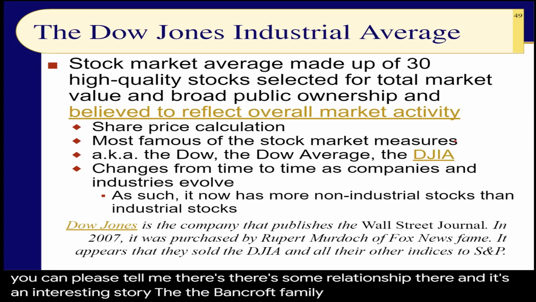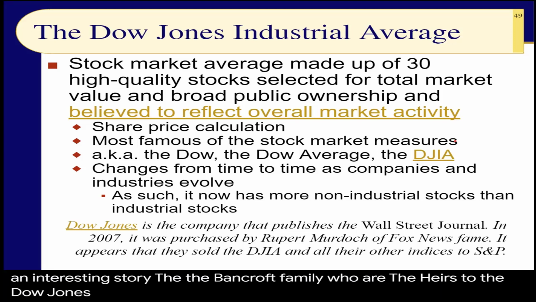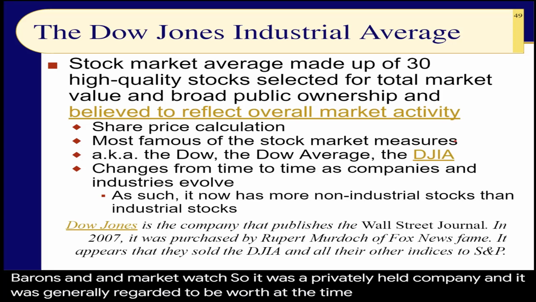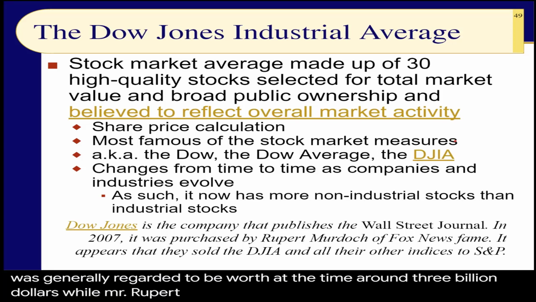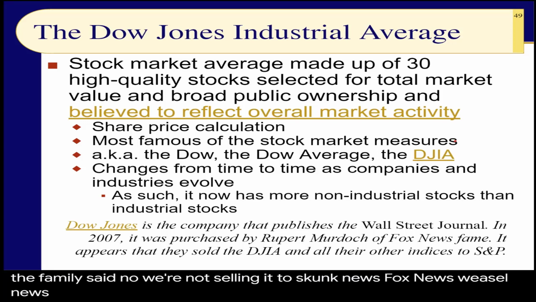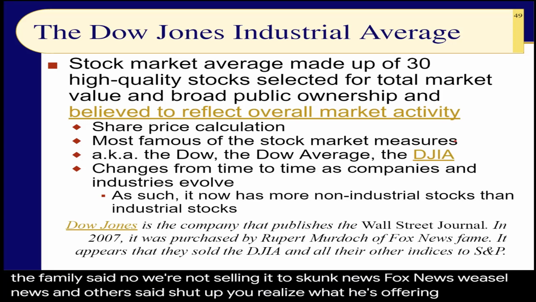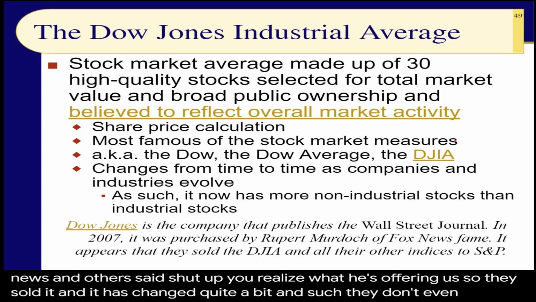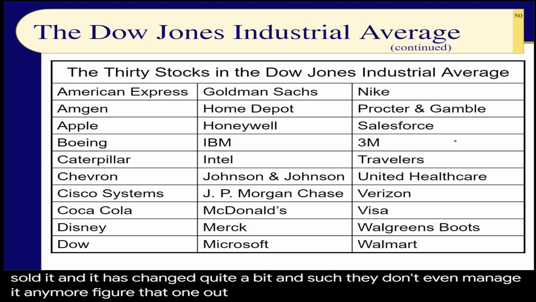The Bancroft family, who are the heirs to the Dow Jones fortune and owned the Wall Street Journal and Barron's and MarketWatch, didn't want to sell. It was a privately held company, and it was generally regarded to be worth at the time around $3 billion. Well, Mr. Rupert Murdoch offered them $5 billion, and some in the family said, "No, we're not selling it to Skunk News, Fox News, Weasel News." And others said, "Shut up! Do you realize what he's offering us?" So they sold it, and it has changed quite a bit. And as such, they don't even manage it anymore. Figure that one out.